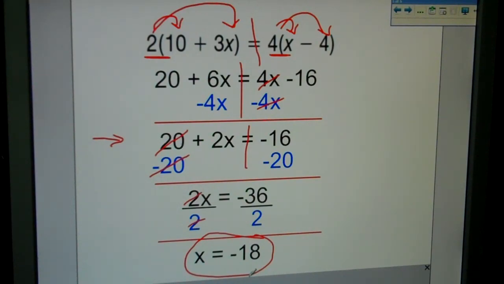Now what do we want you to do? Of course, justify. You got to go back and prove your answer. Plug that negative 18 in. See if it works. I'm not going to do it for you. You can do that. Plug negative 18 in here, negative 18 in here. Make sure you follow your order of operations, and it should work. If it doesn't, you need to check your math because negative 18 is the correct answer.